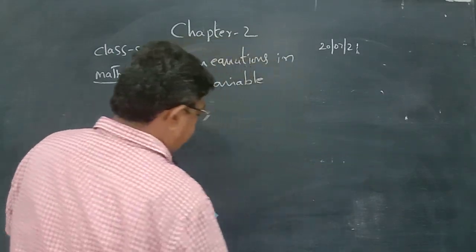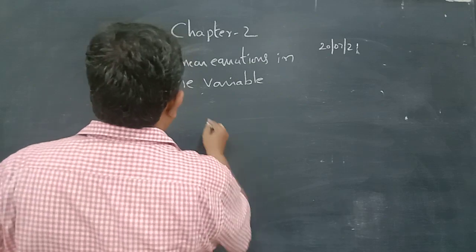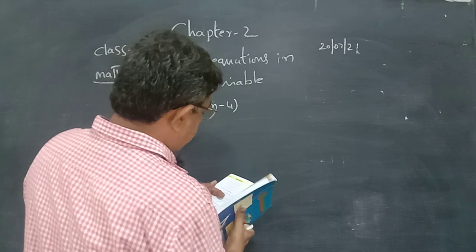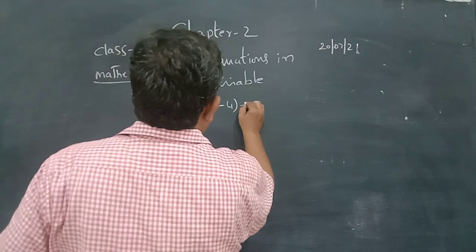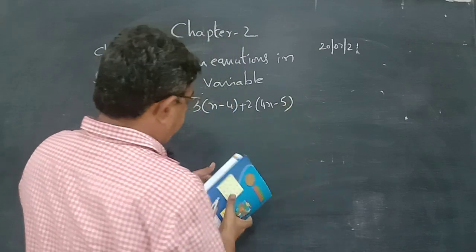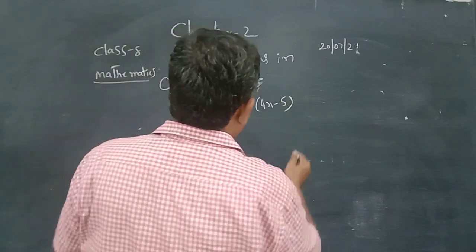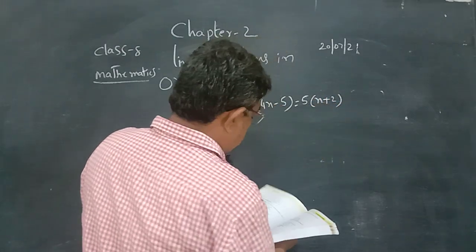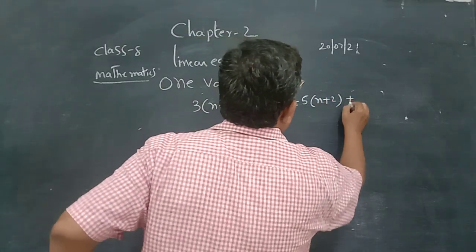Next, 3 into n minus 4 plus 2 into 4n minus 5 is equal to 5 into n plus 2 plus 16.